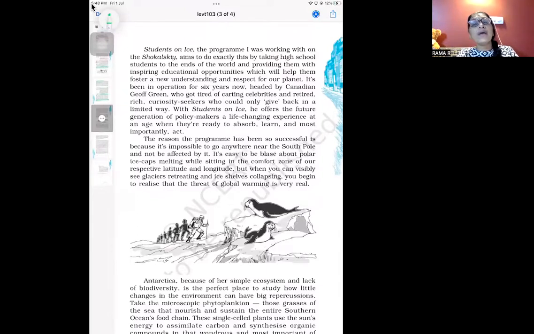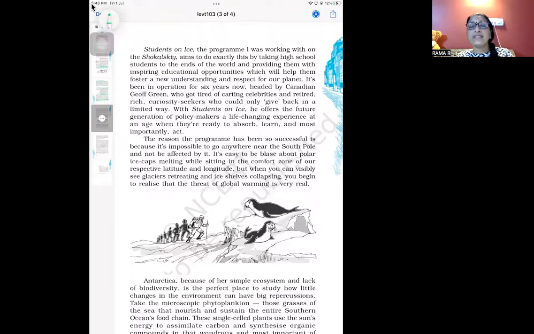Students on Ice, the program I was working with on the Shokalski, aims to do exactly this by taking high school students to the ends of the world. अभी भी चलता है, अभी last year था, मतलब after the pandemic they had started, providing them with inspiring educational opportunities which will help them to foster a new understanding and respect for our planet. It's been in operation for 6 years now, headed by Canadian Geoff Green, who got tired of carting celebrities and retired rich curiosity seekers who could give back in a limited way. Because they are not bothered about what is happening. They are bothered about their status.